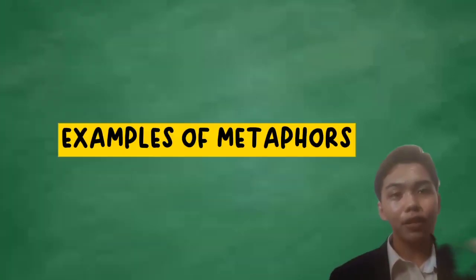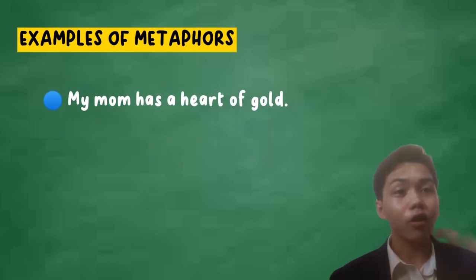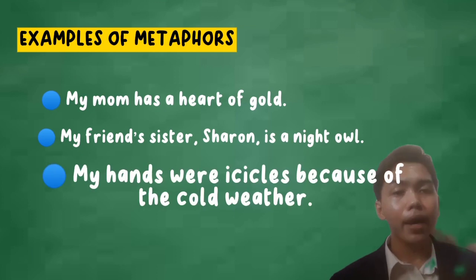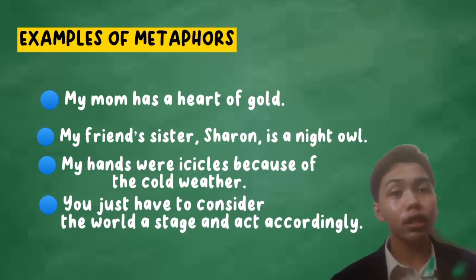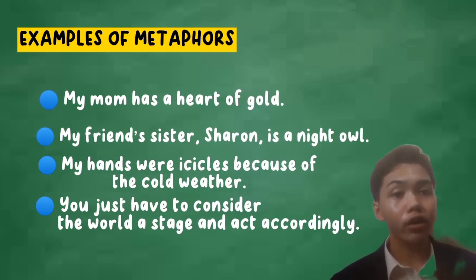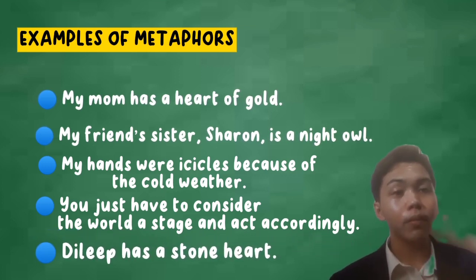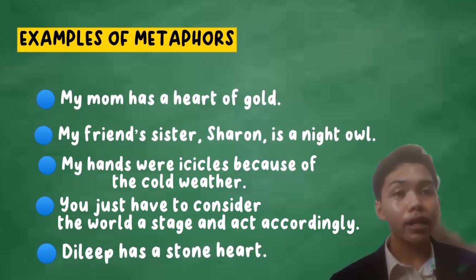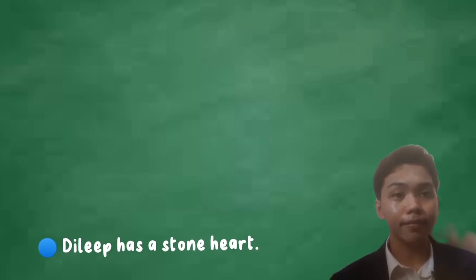So I will give you some examples of metaphors. These are a few examples of metaphors for your reference. My mom has a heart of gold. My friend's sister, Sharon, is a night owl. My hands were icicles because of the cold weather. You just have to consider the world as a stage and act accordingly. The leaf has a stone heart. As you can observe in those metaphors, it is an implied comparison. It is not a direct comparison and does not use any specific words to make a comparison.